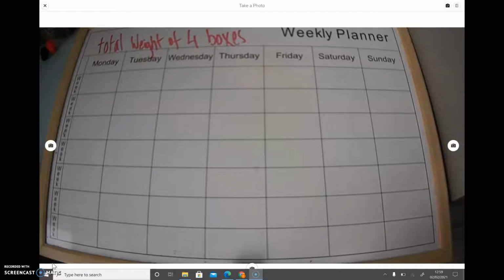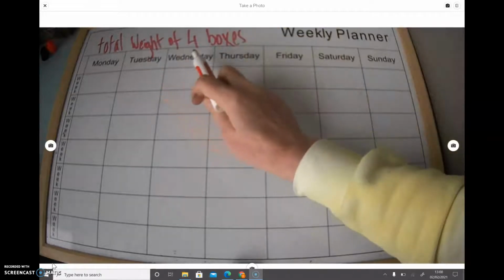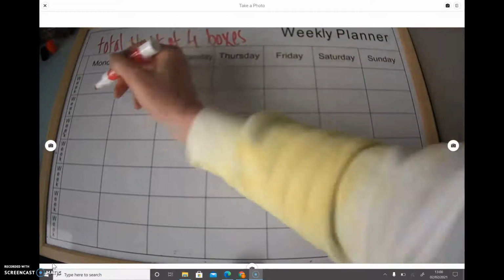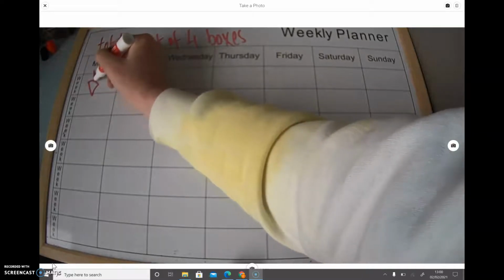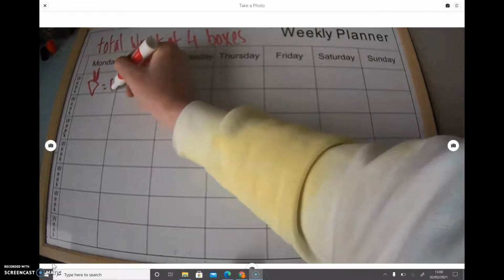1 carrot is 0.156 kilograms. There's 12 carrots in a bag, 24 bags in a box, and 1 bag is 89 cents. Okay, I'm going to read that again. So I need to know the total weight of 4 boxes. 1 carrot, so I'm going to start drawing out now.